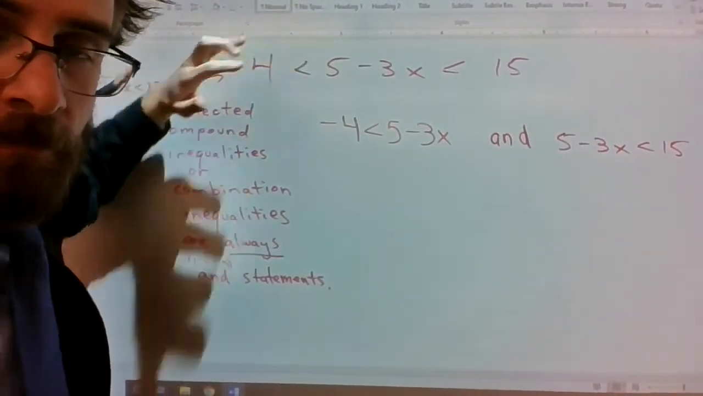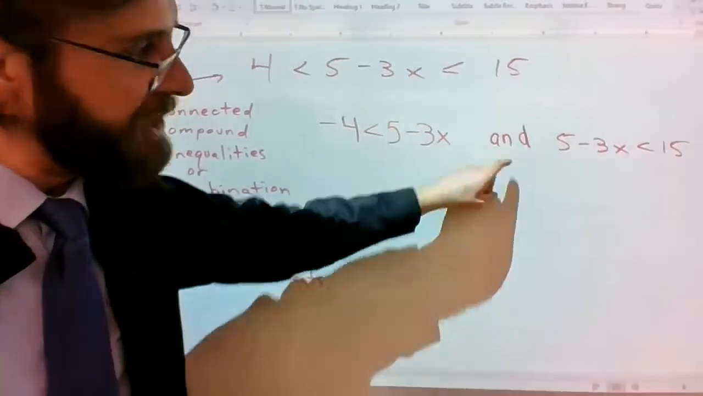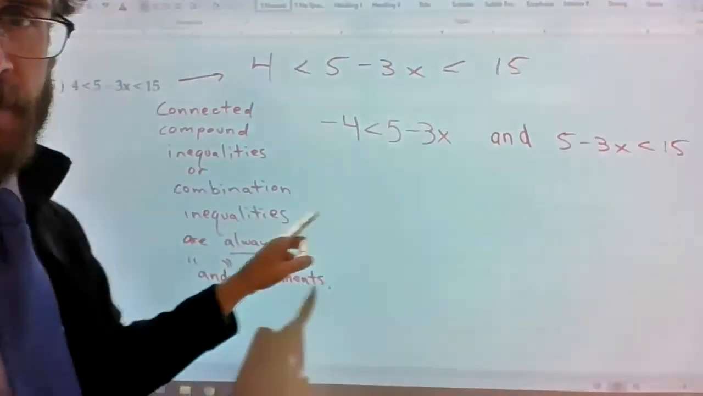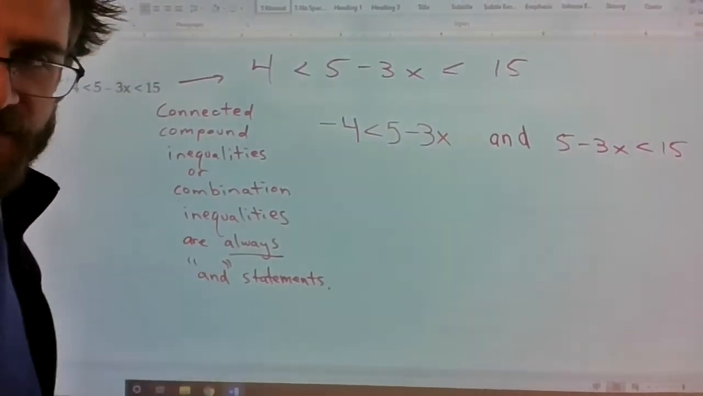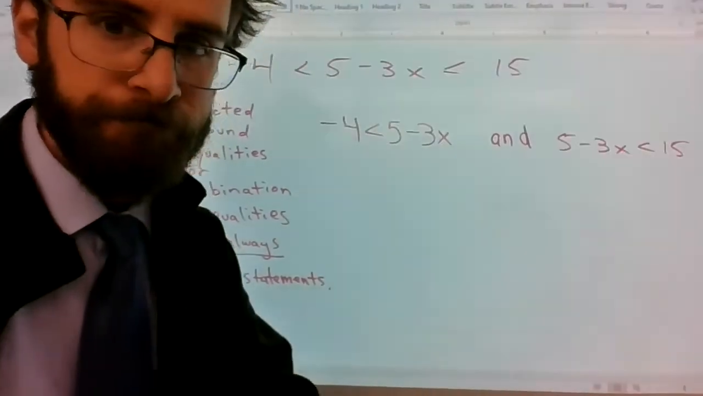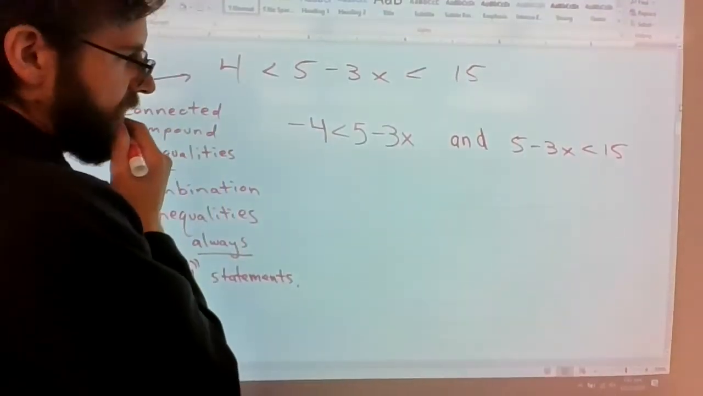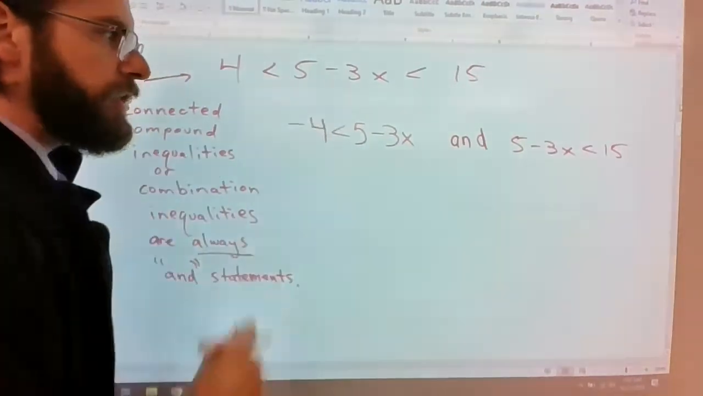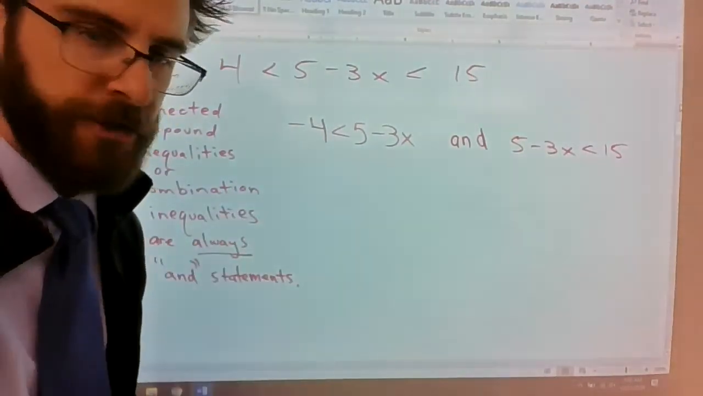So, now it looks like number 2. All you got to do is split it up, make sure you put and between it, because compound connected inequalities or combination inequalities are always and statements, and then solve the two. So, you can solve it without moving the x's to the left right away. I'll show you how to do that.